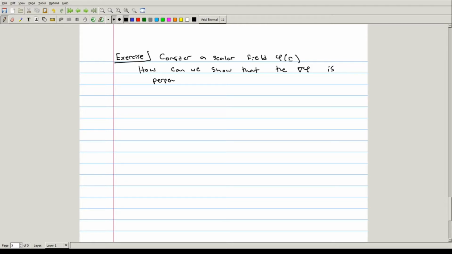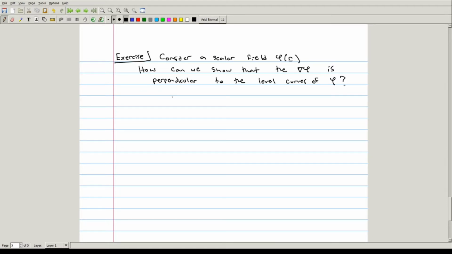So a good exercise would be to show that this is true for all functions. So consider a scalar function phi of r. How can we show that the gradient vector is perpendicular to the level curves of the function phi?